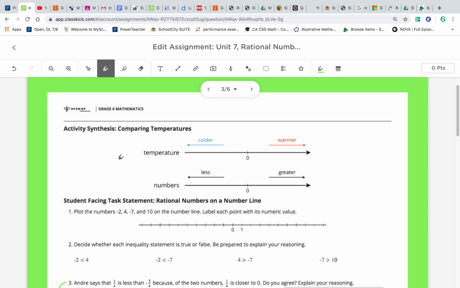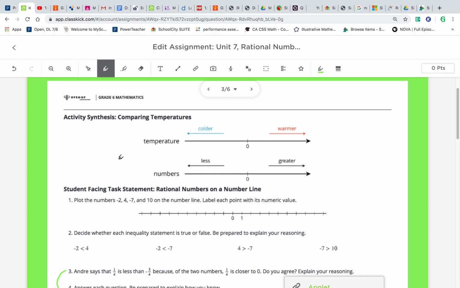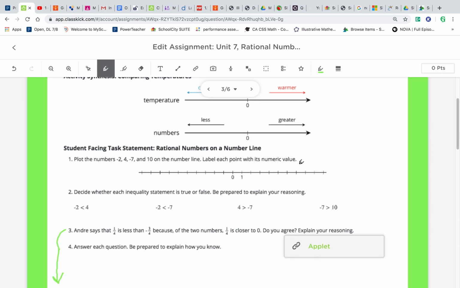Okay, so as we were mentioning in the previous activity, a very key idea to get is that if you are to the left of 0 on a number line, if you're talking about temperature, it would be colder, and to the right would be warmer. If you're just talking about the value, the numbers that are to the left are less, the numbers to the right are greater, so it's important to keep that in mind.